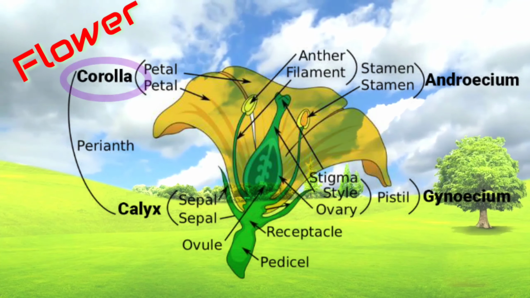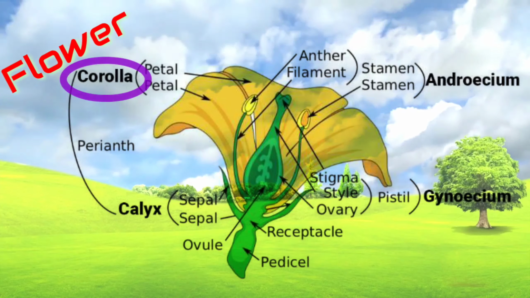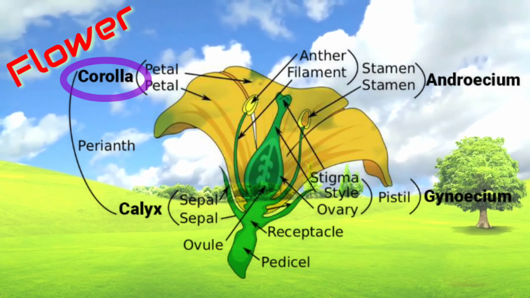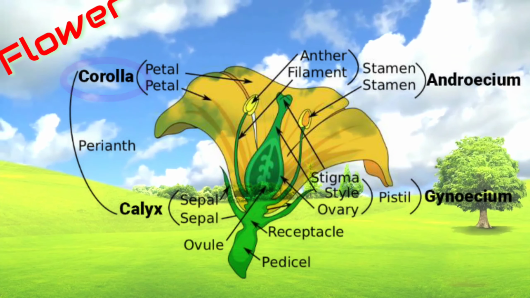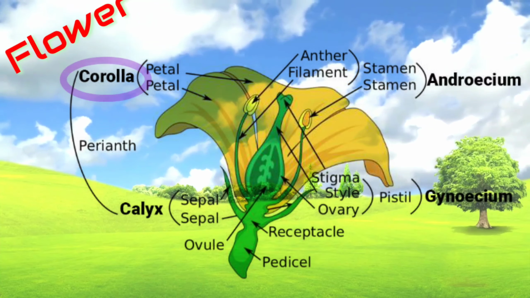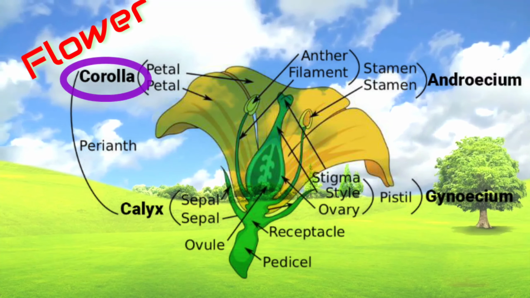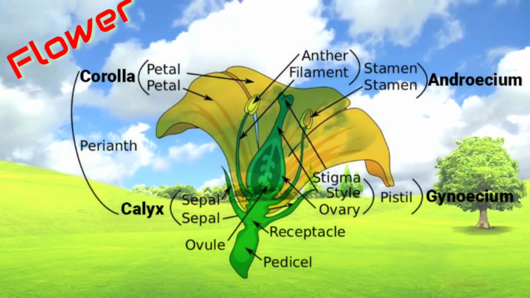Corolla. This is made up of colorful parts called petals. In Hindi we call petals pankhuriya. The shape, color and smell of the corolla is different in every flower.